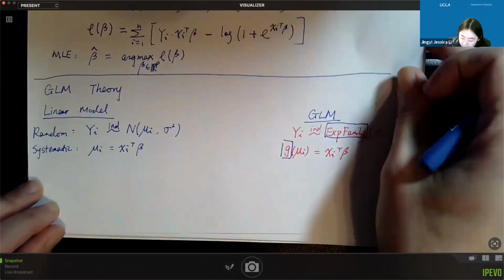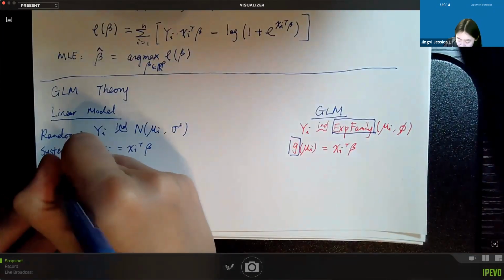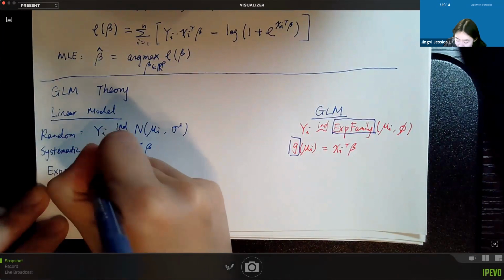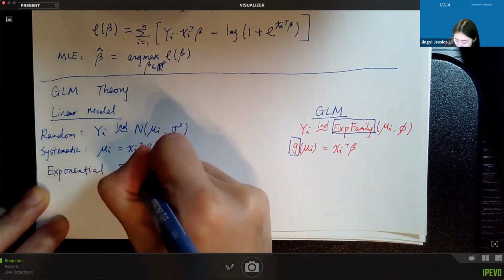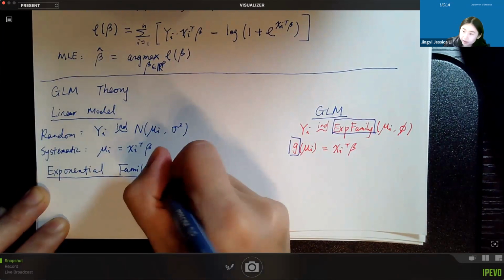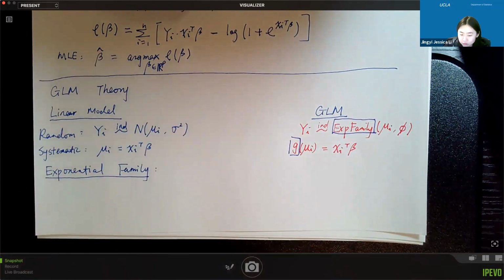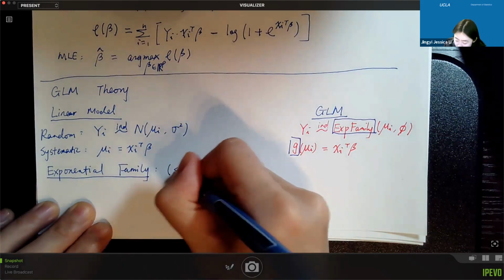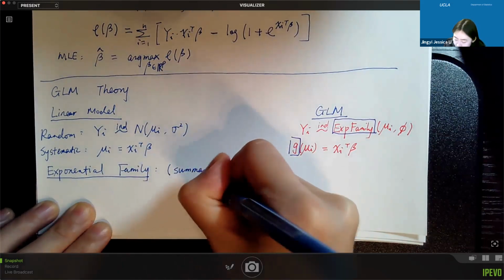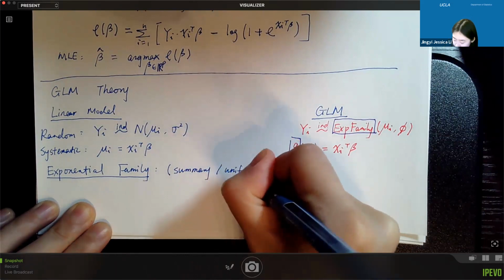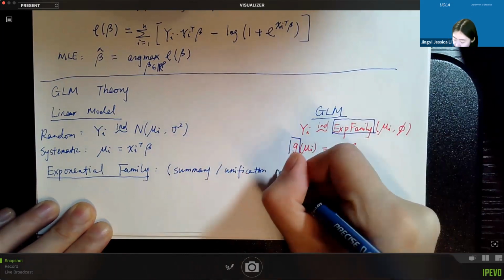So first of all, let's introduce what an exponential family is. I know this is not a very intuitive concept when you first learn it, and I believe that you also encounter it in other core courses if you have taken them in our department. So the exponential family can be considered as a mathematical abstraction and summary, a unification, of common distributions.